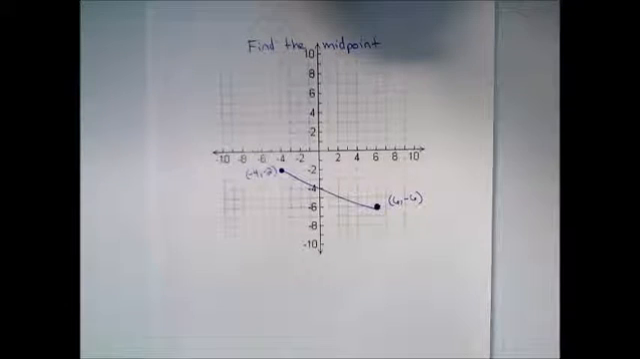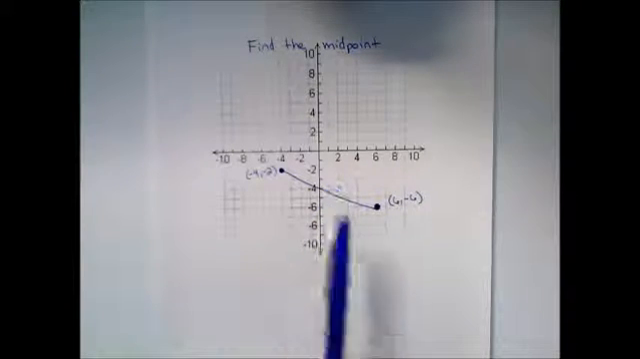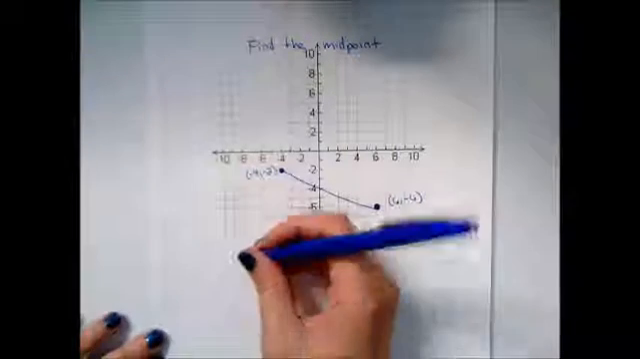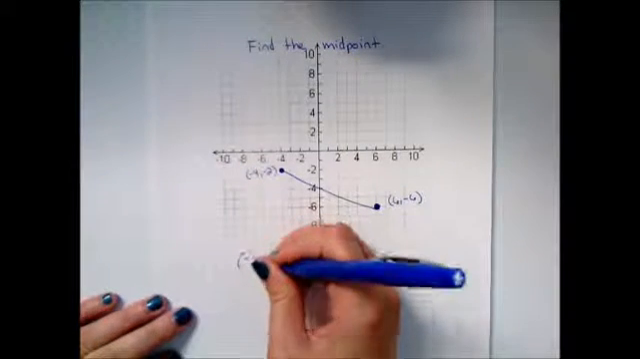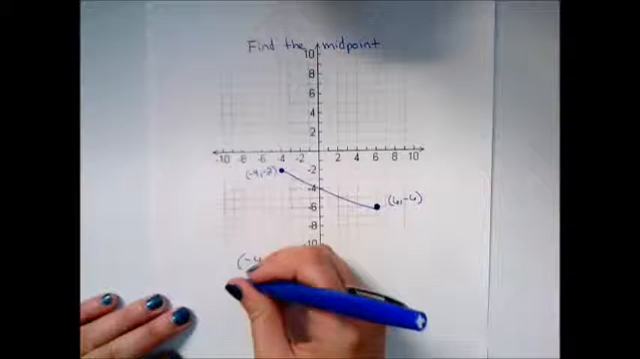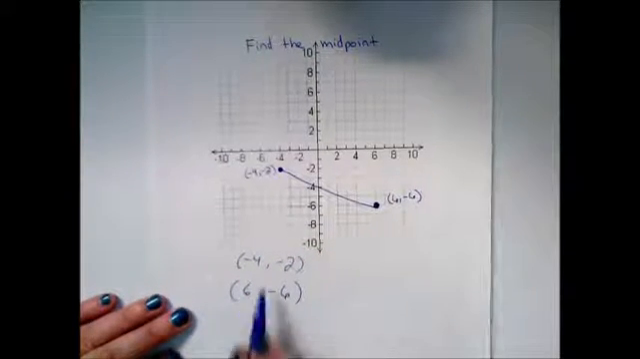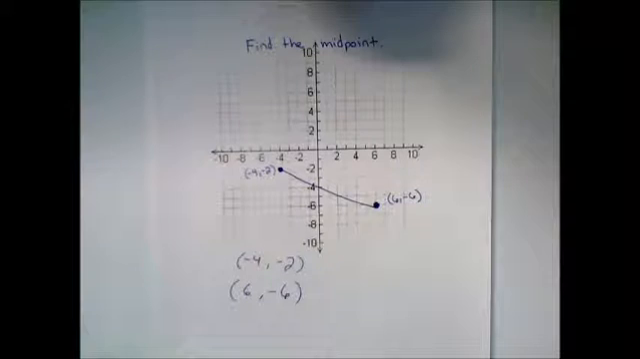Here we want to look at finding the midpoint of a line segment. Basically, you eyeball it. I just want to be halfway in between. You can almost see what point that should be. But if we think about the values of our two points, we have (-4, -2) and we have (6, -6).